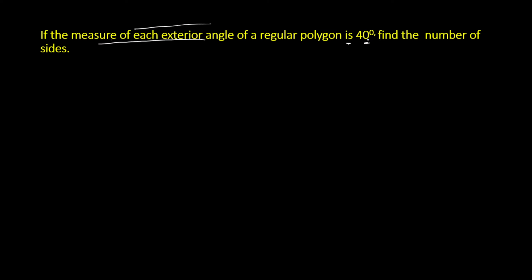And it is given as 40. Look here, each exterior angle is given as 40 degrees, and we know the formula for each exterior angle. It is given by 360 by n is equal to 40. Now you know how to solve it, right?